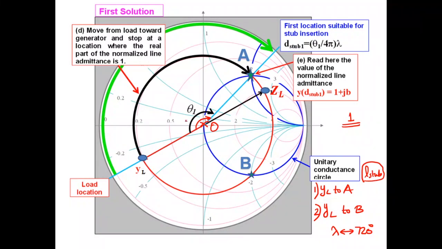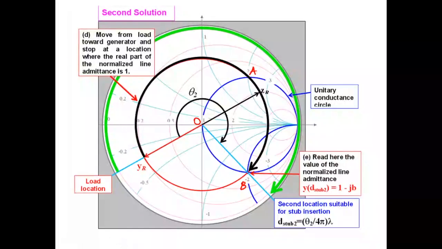This angle, that is YL. If I mark this point as, say, P dash, angle P dash OA corresponds to theta 1. Similarly, if you draw a line connecting this, angle P dash OB will give you theta 2. So these are the two options for the distance of stub, say L stub. So theta 1 and theta 2.